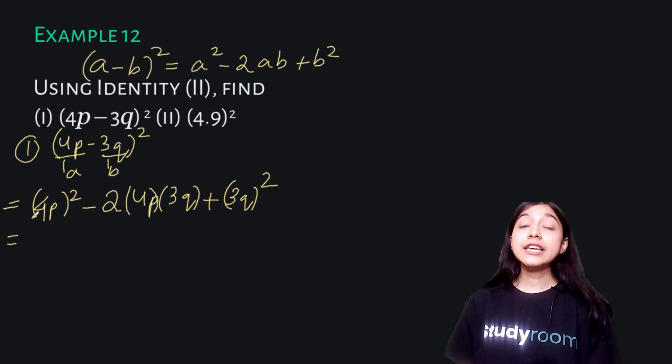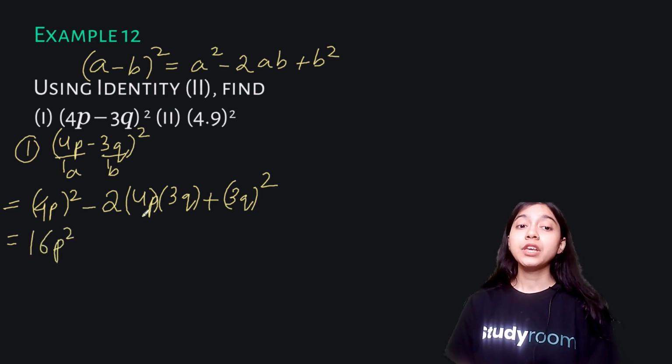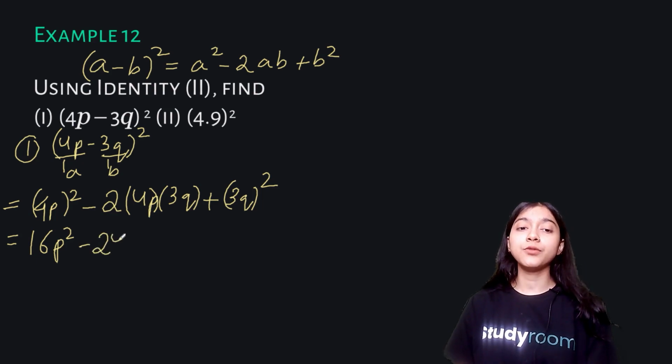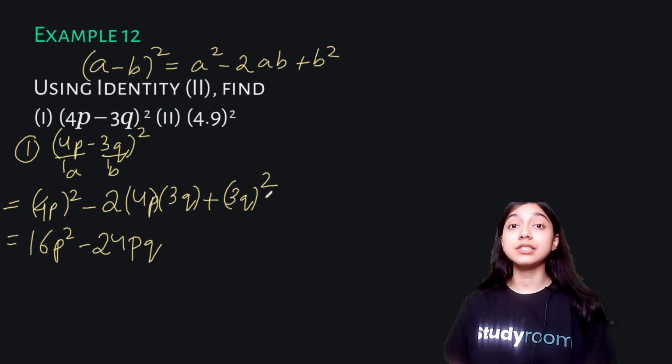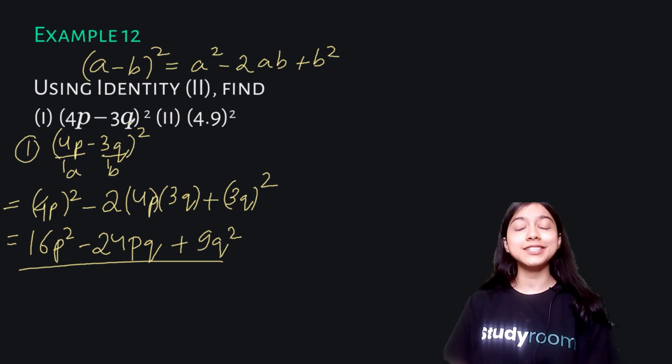Now when we take 4p whole square, that means 4p multiplied with 4p, which gives us 16p square. Now over here we have 4 into 2 into 3, which gives us 4 into 2 is 8, 8 into 3 is 24. We have a minus sign over here, so we'll have minus 24, and p into q gives us pq. Over here we have 3q whole square, which will ultimately give us 9q square. So we have plus 9q square. So this is the ultimate answer of question 1 using the second identity that I taught you.